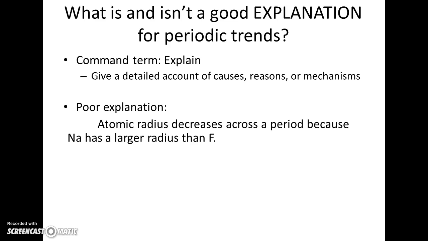Now, one common issue with periodic trends is explaining them. So we've just gone through all the explanations, but one command term that you'll see on IB tests is the term explain. And this means to give a detailed account of causes, reasons, or mechanisms. So sometimes you might be asked to explain why atomic radius decreases across a period. This is an actual explanation that I have seen before. Atomic radius decreases across a period because sodium has a larger radius than fluorine. Although it really would be, chlorine would be a better example here. Now, that's like saying atomic radius decreases across a period because it decreases.